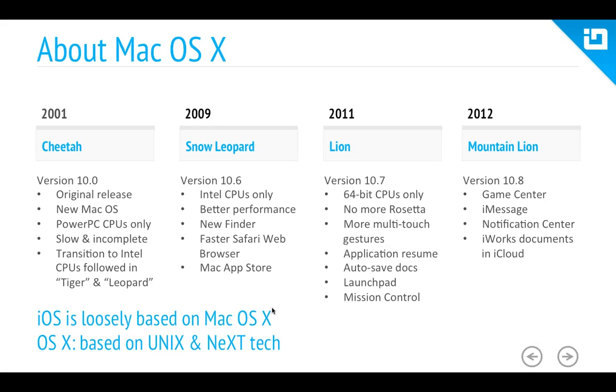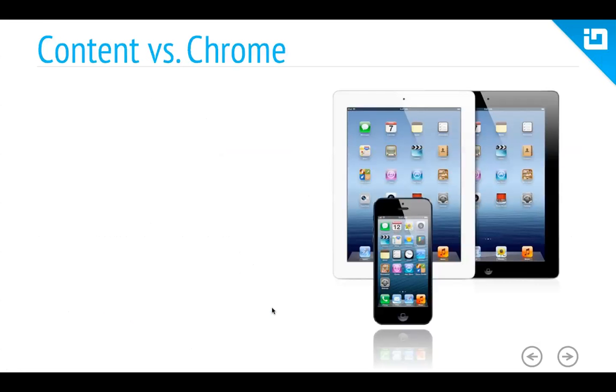And iWorks now works, iWorks basically supports documents in the cloud, so in iCloud. So there's a lot of other features in these operating systems. I just wanted to give you a very quick overview, and now we're going to start digging into the differences between Windows and iOS in terms of as it is for a developer.